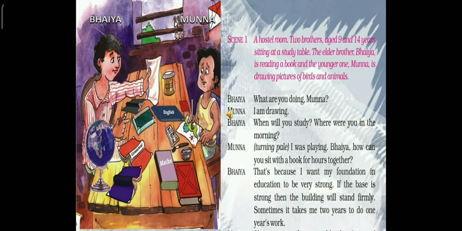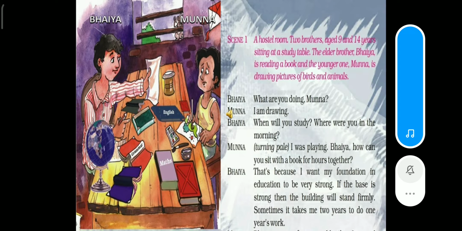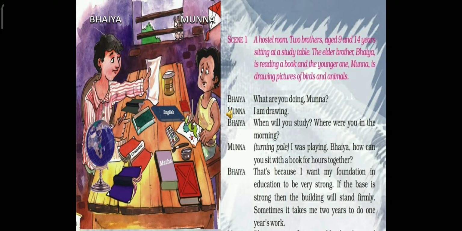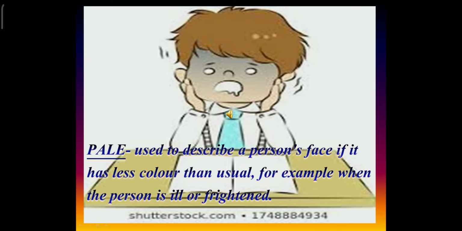Listening to all this, Munna, what is written there? Turning pale. Now what is the meaning of turning pale? Let us see. Pale means it is something that is used to describe a person's face if it has less color than usual. For example, when the person is ill or frightened.